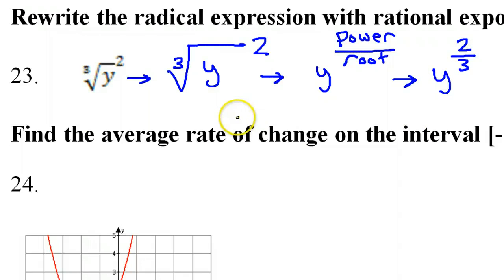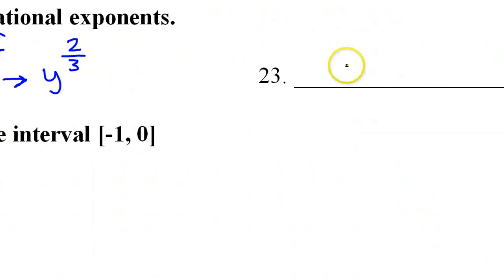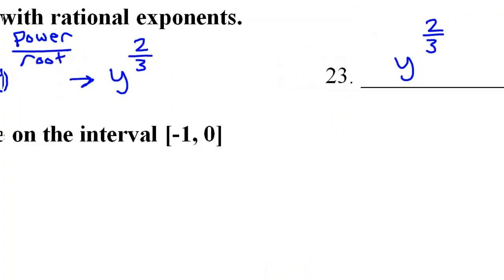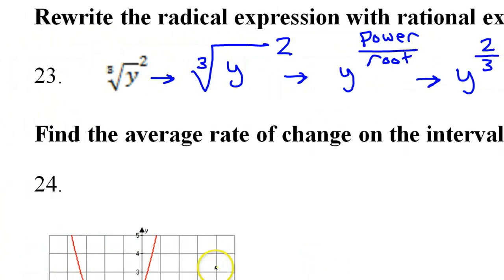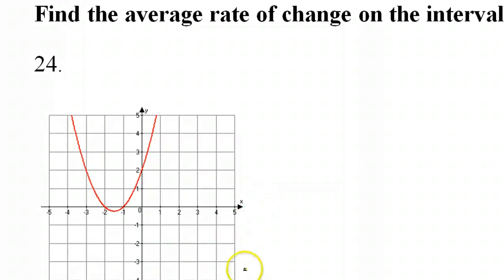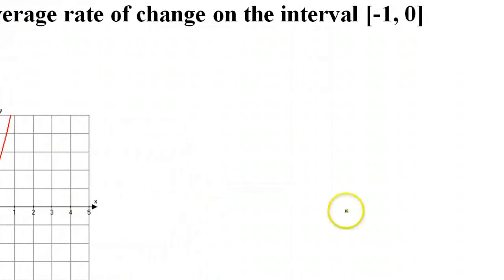You just simply have to memorize that. Okay, power over root, 2 over 3, y to the 2 over 3 power. So yeah, that's it for number 23. Oh, here there's an answer line. Forgot about that. Y to the 2 over 3 power. Brilliant. Average rate of change on the interval from -1 to 0.